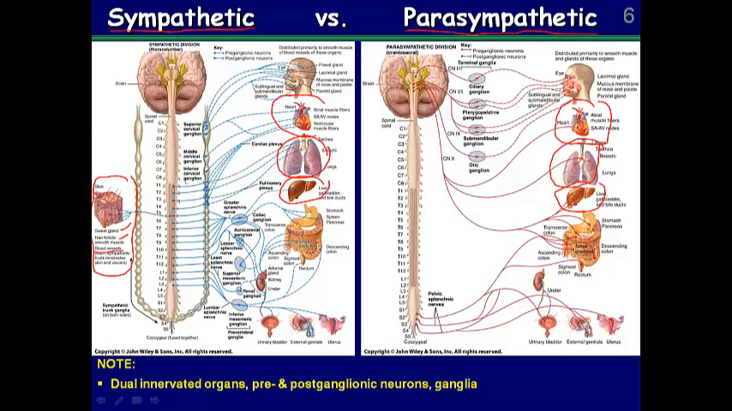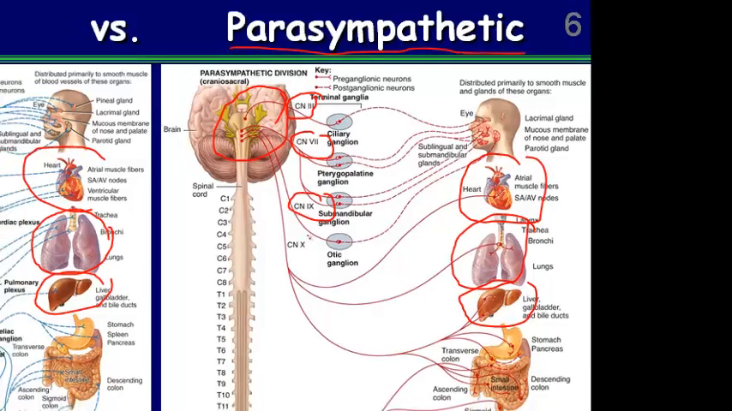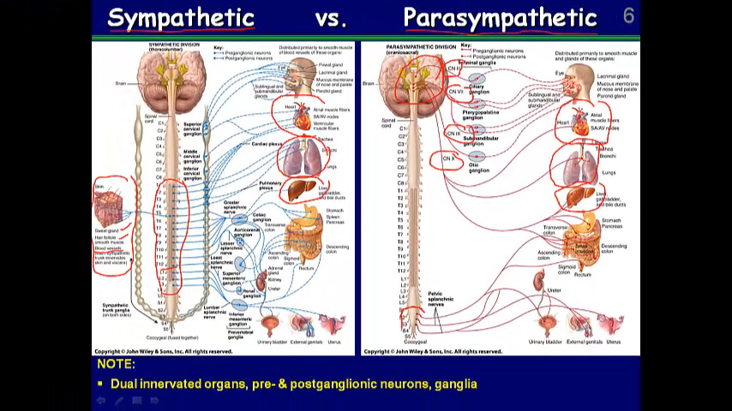Next, look at where the neurons come out of the CNS. On the sympathetic side, they come out of what we call the thoracic and lumbar regions, whereas the parasympathetic neurons either come out of the brain using 4 cranial nerves, or they come out of the sacral region. So that's kind of a big difference between sympathetic and parasympathetic. You'll notice there are ganglia. We're not going to get into the details behind all these ganglions, but remember that's just where pre and post ganglionic neurons will synapse.